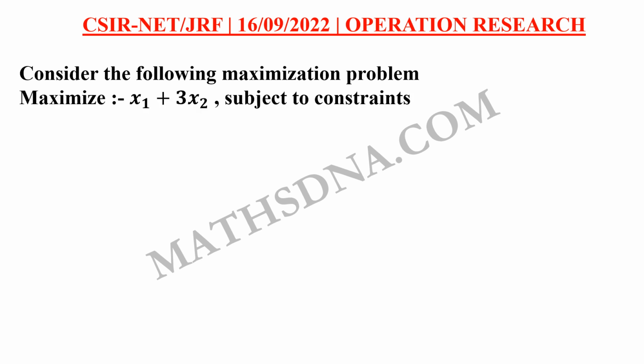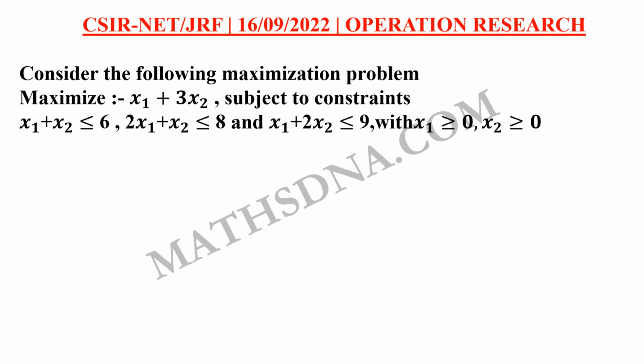Moving on to the question. The question is, consider the following maximization problem. The problem is, maximize x1 plus 3x2, subject to constraints: first, x1 plus x2 less than equals to 6. Second, 2x1 plus x2 less than equals to 8. And the third one, x1 plus 2x2 less than equals to 9, with non-negative conditions x1 greater than equals to 0 and x2 greater than equals to 0.